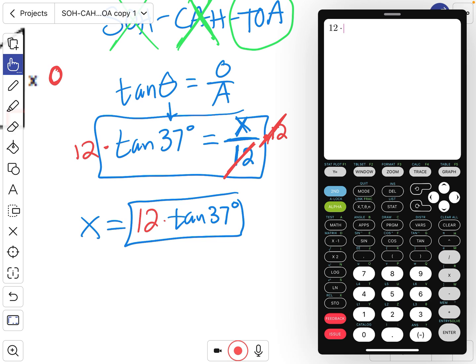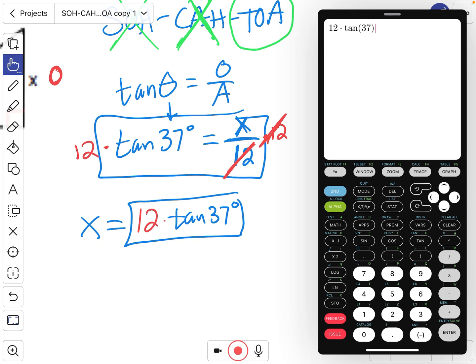12 times, now notice the tangent button. The sine, cosine, and tangent buttons are directly above the number keys. In fact, there's what looks like a comma and a couple parentheses, right above those is going to be your three trig functions. So I'm going to press the tangent button, and then enter the angle right next to it. So tangent of 37, and I'm going to close that parentheses.